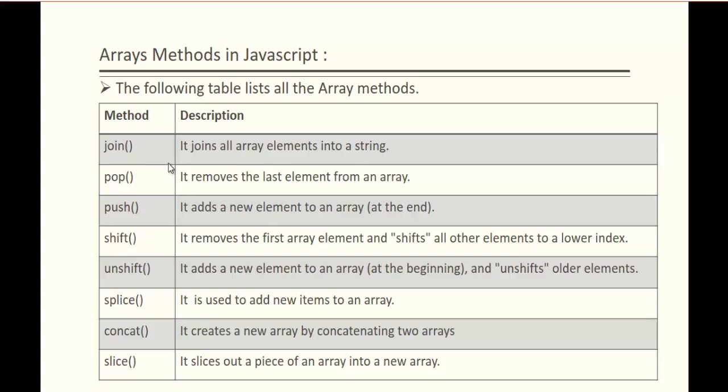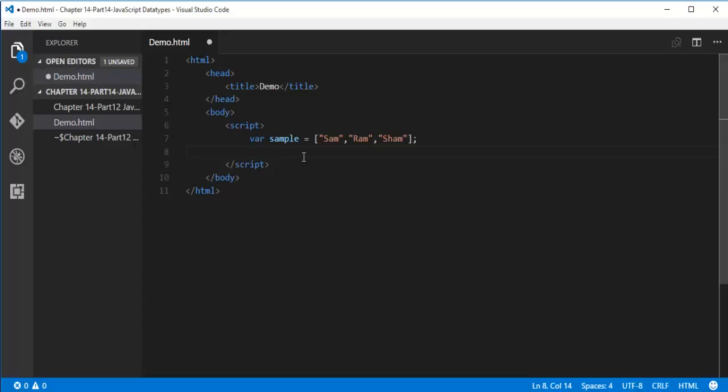And apart from that, it has another advantage. What is the advantage? It's not only converting that to a string, but in addition we can specify the separator. For example, right now let me call the alert function and I'll pass that sample variable, array. Now when I run this page in the browser, we'll get the output as Sam, Ram and Sham separated by the comma.